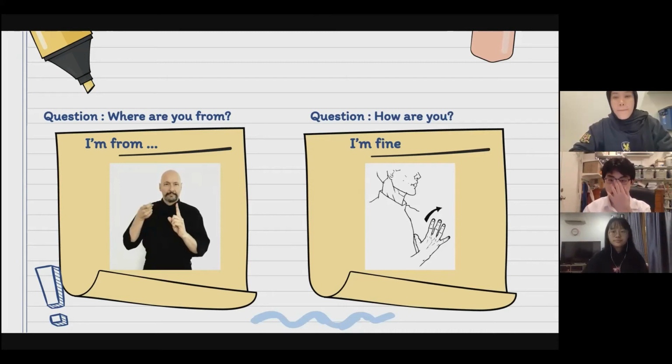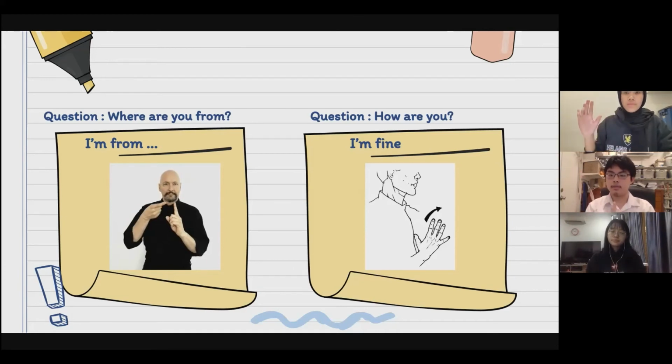Malaysia. And another question is, how are you? So hopefully most of the time when you're asked, how are you, you would be responding with, I'm fine. So you put your hand like this on your chest. You just tap it twice to indicate that you're fine.